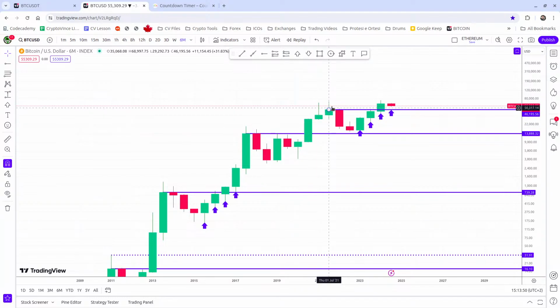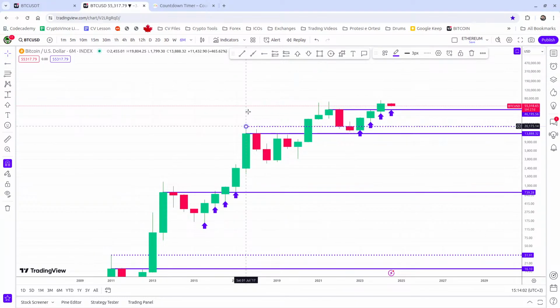Price went all the way down, then went all the way up, corrected, and went all the way down to retest resistance. This time it retested the wick. It didn't go all the way down to the candle close, but it's still a retest for me.